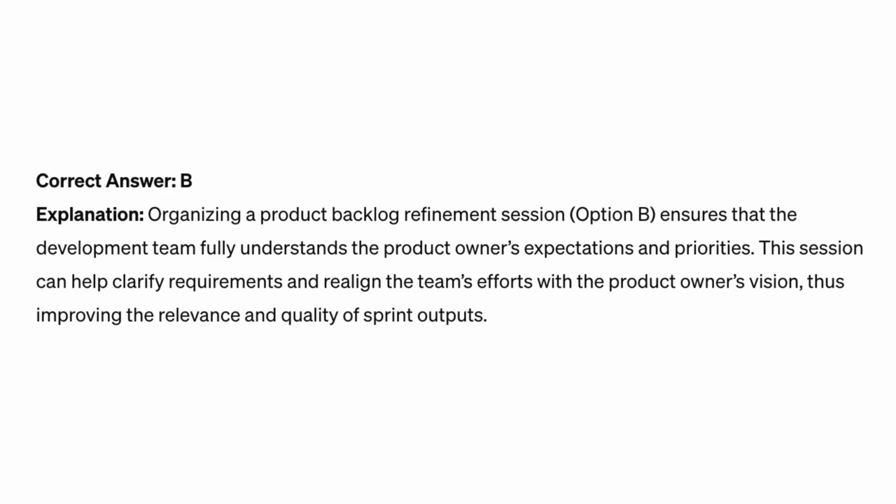Correct answer B. Explanation: organizing a product backlog refinement session. Option B ensures that the development team fully understands the product owner's expectations and priorities. This session can help clarify requirements and realign the team's efforts with the product owner's vision, thus improving the relevance and quality of sprint outputs.